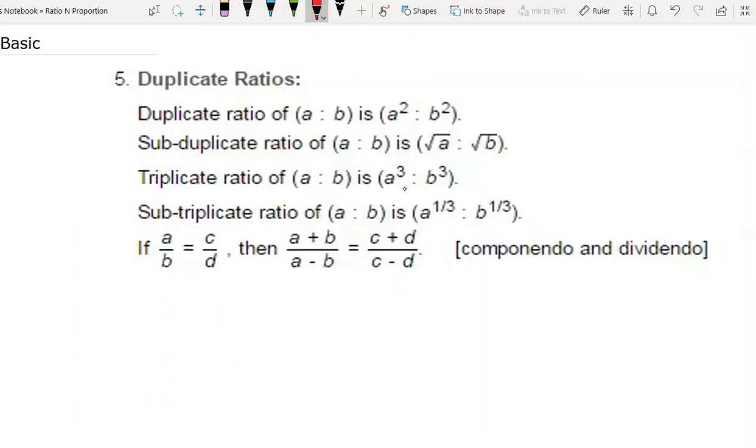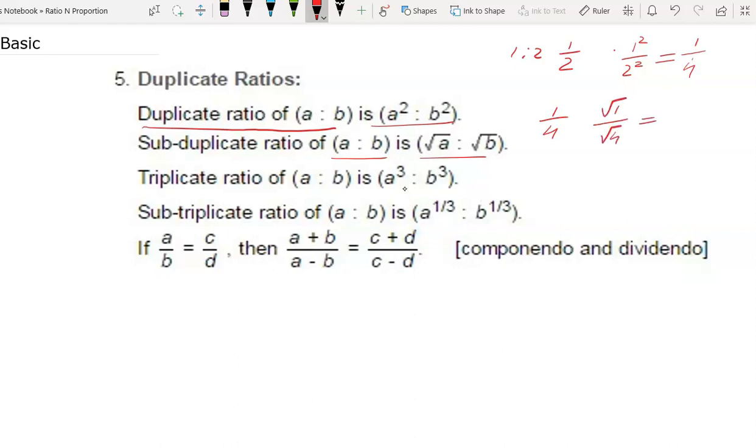Duplicate ratio. The duplicate ratio of A is to B is A square is to B square. If we have a ratio 1 is to 2, we can write it as 1 by 2, and the duplicate ratio will be how much? The duplicate ratio will be 1 square by 2 square. We can write it as 1 by 4. Subduplicate ratio of A is to B is root A is to root B. So if we have 1 by 4 ratio, the subduplicate ratio will be how much? Root 1 upon root 4, and this can be written as 1 upon 2.